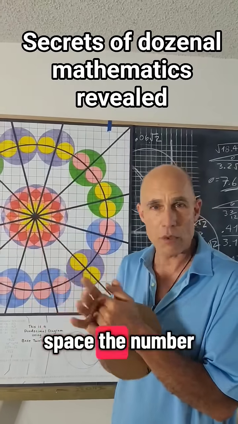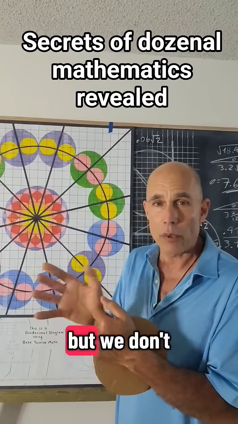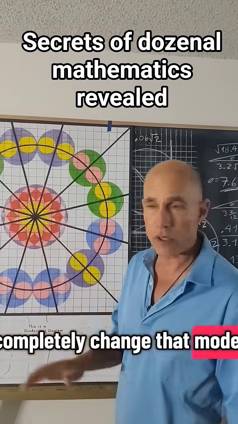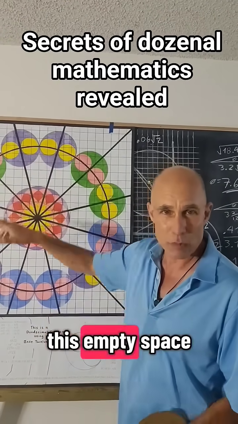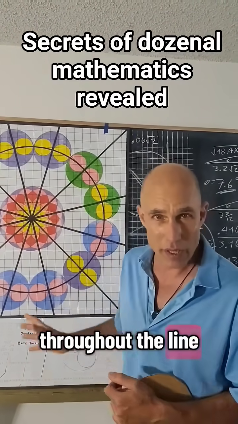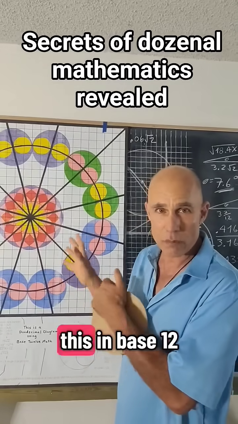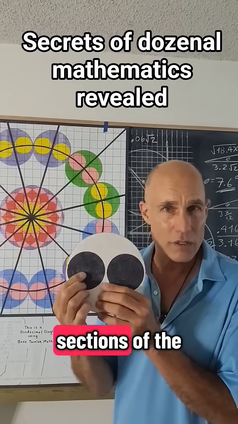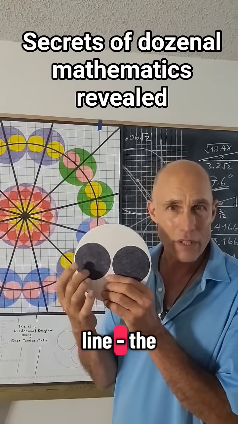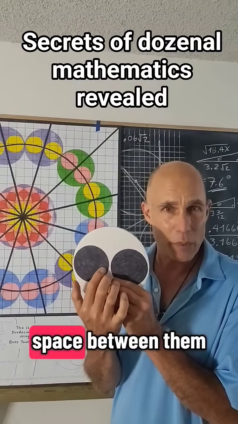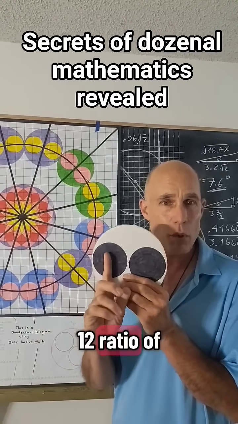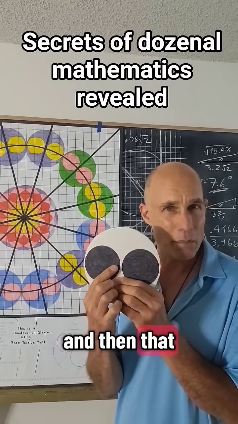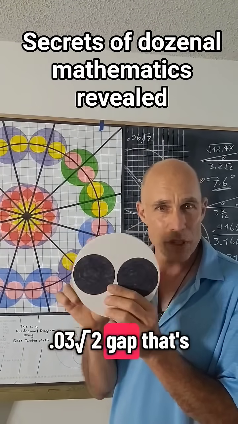Without that empty space, the number wouldn't be irrational, but we don't want to admit that the empty space is there. So here we completely change that model, and we're integrating this empty space, or this gap, throughout the line. And we can see that we need to do this in base 12 because the ratio between the solid sections of the line, the diameter, and the space between them is a base 12 ratio of 0.49 for the radius of this circle, and then that 0.03 gap that's on either side.